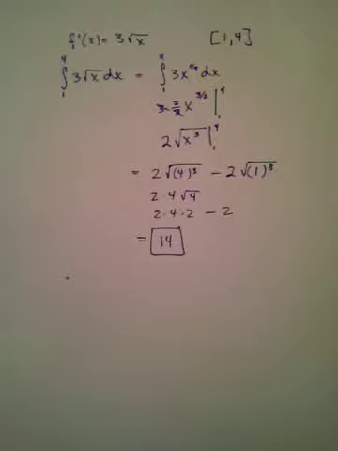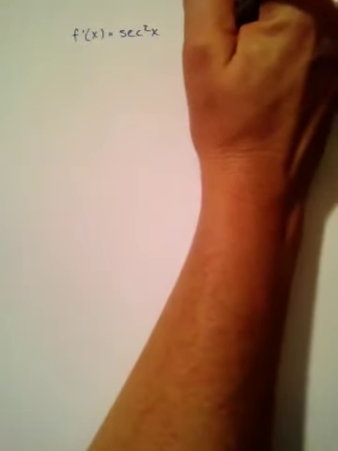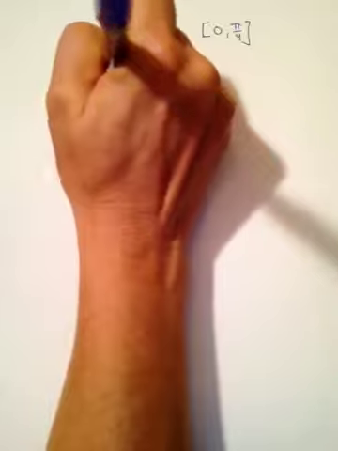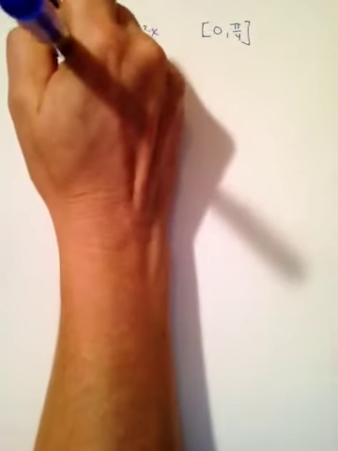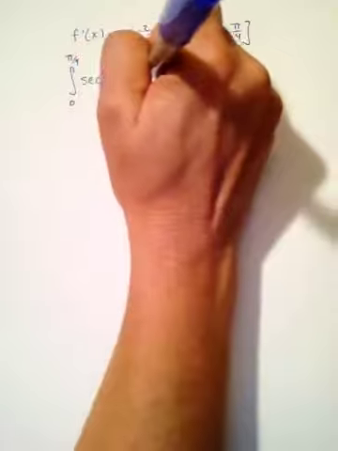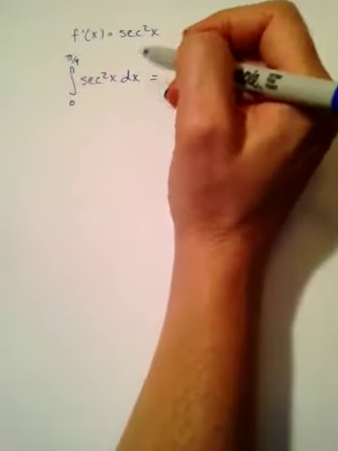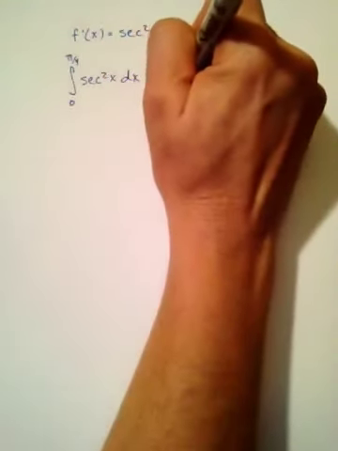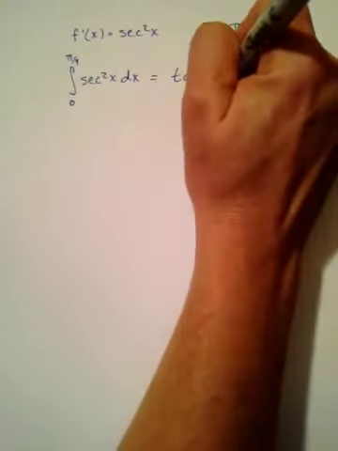One more example here, just a little bit of trig. What if your f prime of x equals secant squared x? And we're talking about the interval from 0 to pi over 4. Well, if I'm going to integrate my f prime of x from 0 to pi over 4 with respect to x, I'm going to first take the antiderivative, and I know that the antiderivative of secant squared x is tangent x because the derivative of tangent x is secant squared. I'm going from 0 to pi over 4.